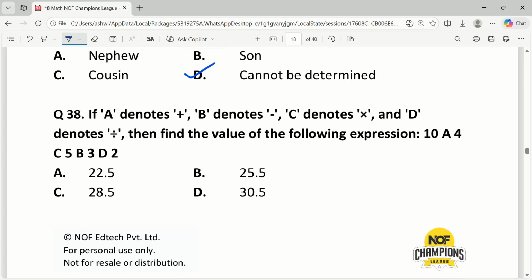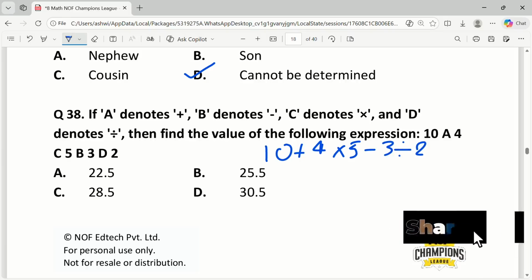Question 38. If A denotes plus, B denotes minus, C denotes multiply and D denotes divide, then find the value of the following expression. The expression is 10 plus 4 into 5 minus 3 divided by 2.